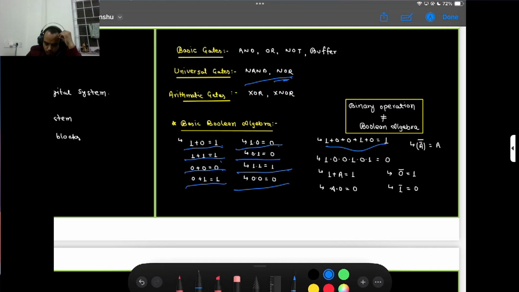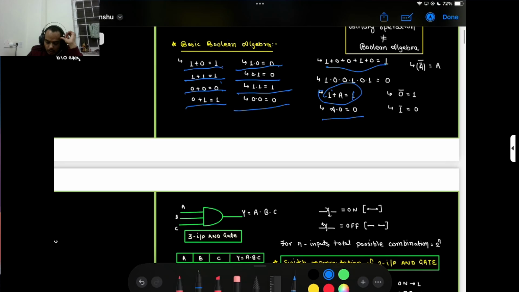So 1 bar is 0 and 0 bar is 1. This is just the basic.